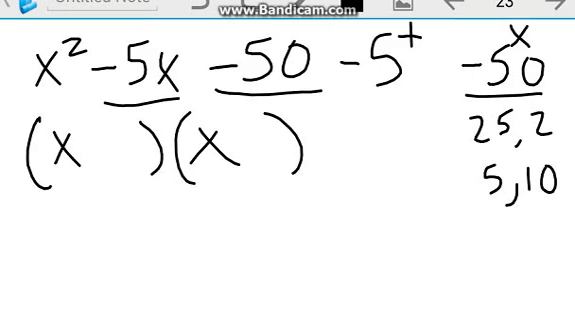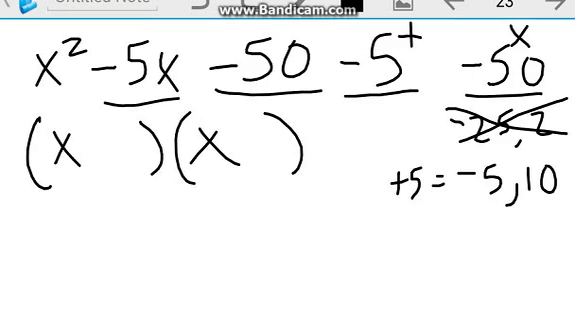So when the product term is negative, you have to remember that the factors of that number will have different signs. So that means one of them will be positive, one of them will be negative. So you're basically subtracting the factors from each other to get this negative 5 over here. So negative 25 plus 2, if we subtract that correctly, we'll have negative 23. So these factors don't work. Negative 5 plus 10, if we subtract that, we'll have positive 5.